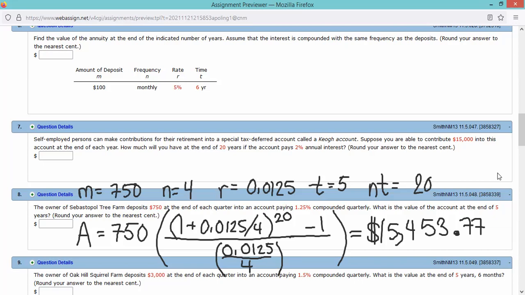So that got 750 4 times a year, and after 5 years, it added up to 15,000.